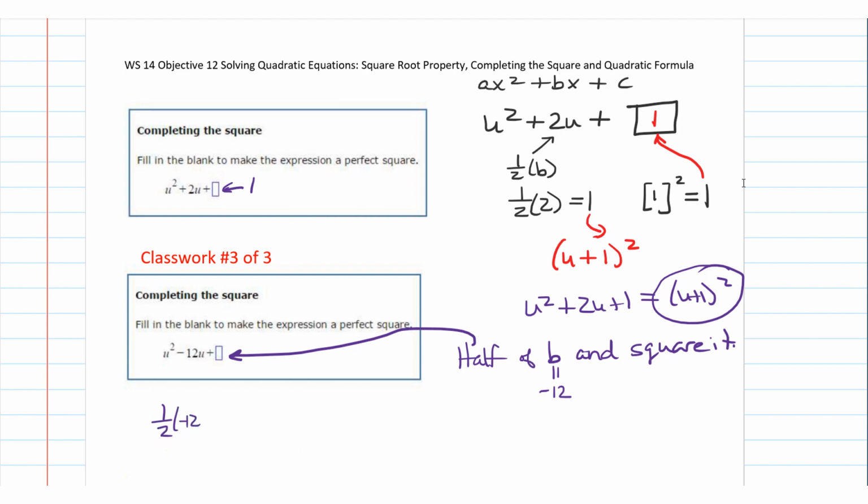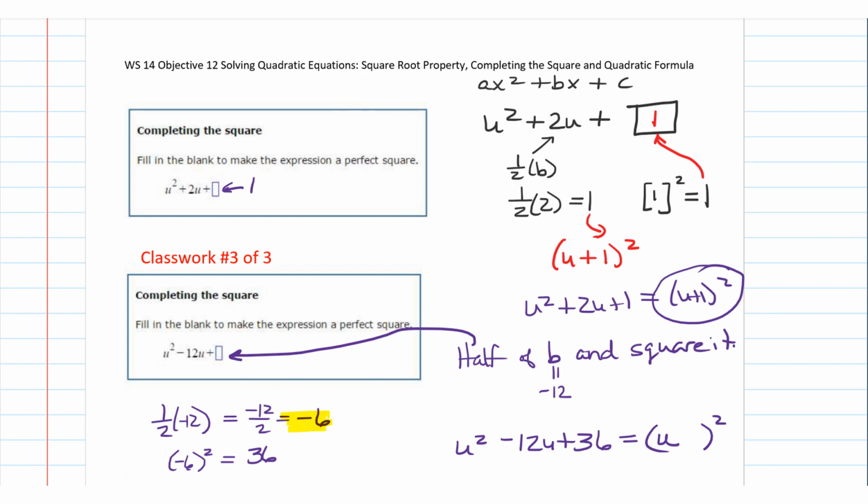Half of negative 12. Well, that's the same as negative 12 divided by 2, which is negative 6. Now we're going to take negative 6 and we're going to square it. And that's going to give us the number that goes in the box. Now when you square it, it changes it back to a positive. So you might say, Miss Hearn, why does it matter if I use the negative? Well, you're going to see later that it does matter for another part of the process. And that is because u squared minus 12u plus 36, this perfect square trinomial that we just created, if you want to factor it, it's always going to factor into u and then whatever you got when you took half.